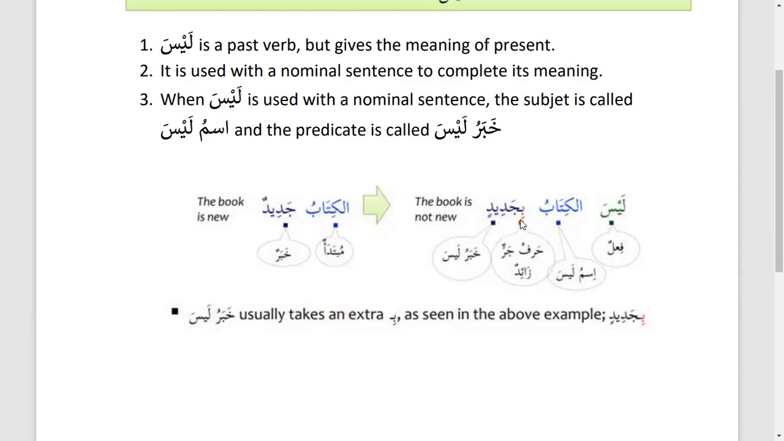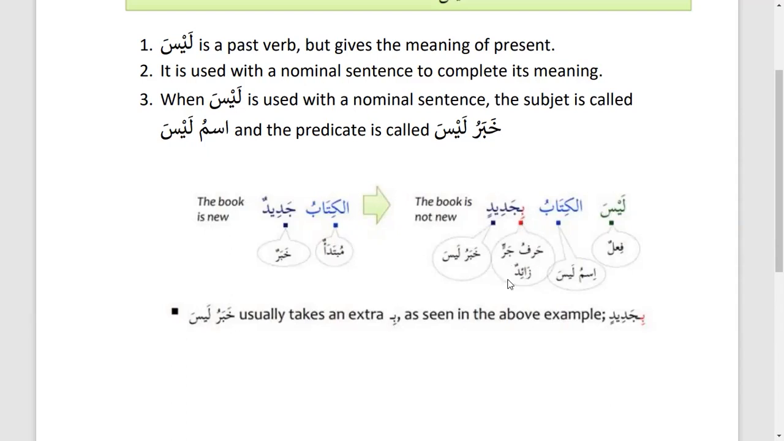Now we know that ba is harf jar, right? Ba is harf jar, and when it comes with a noun, the ending of the noun becomes kasra or kasratain. So we say laysa al-kitabu bijadidin. The book is not new. The book is not new. All right, so ba is harf jar.